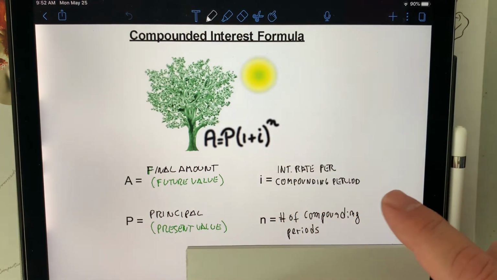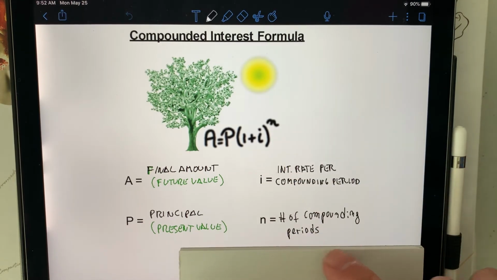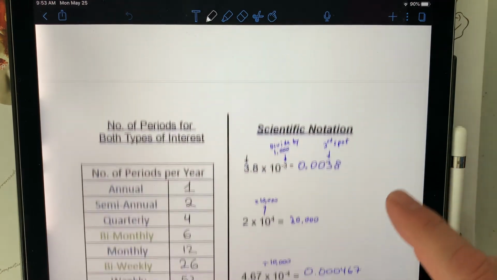And n actually is the number of compounding periods. So that depends. In the previous example, n was 4 because it was 4 years and it was compounded annually. But if it was 4 years and it's compounded monthly, we're going to have 48, because we do the calculation 48 times. So number of compounding periods. And I'm going to show you a silly question to be able to get this.